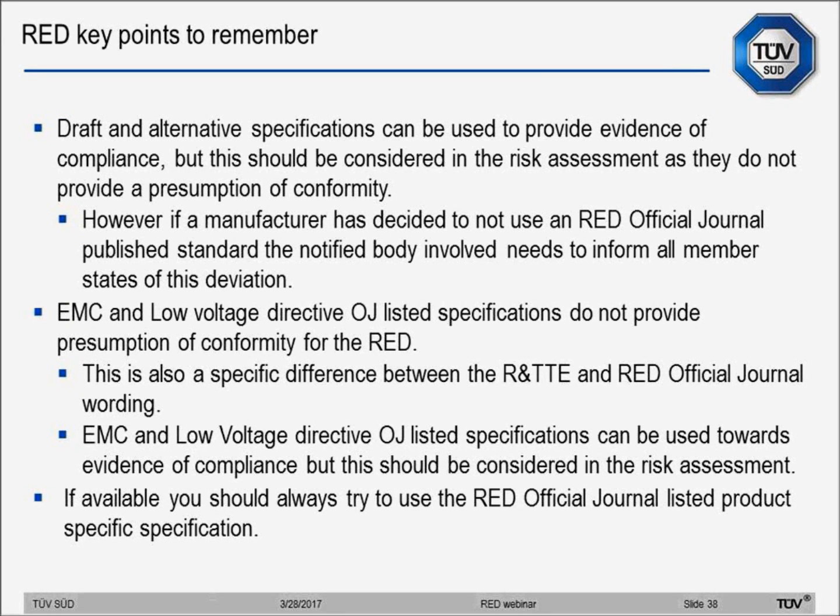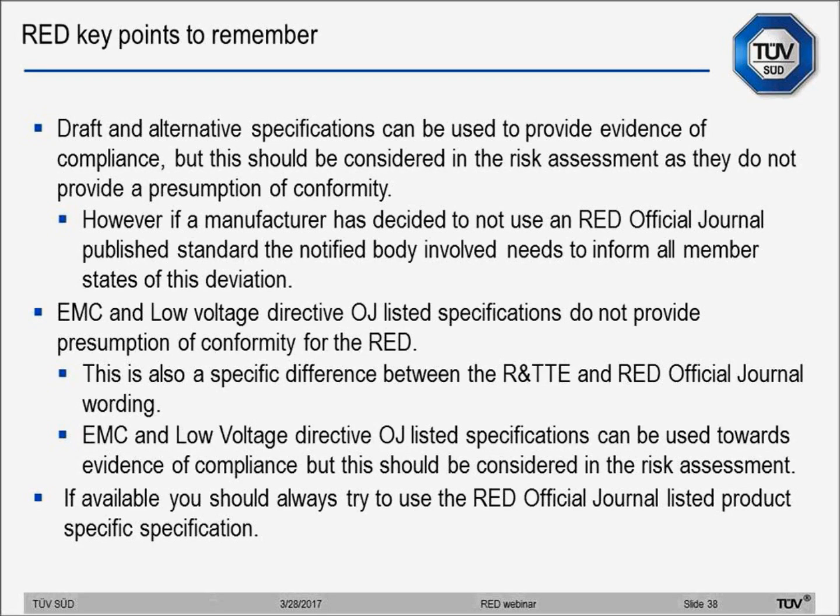Some points. Draft and alternative specifications can be used to provide evidence of compliance, but this should be considered in the risk assessment as they do not provide presumption of conformity. But remember, if a manufacturer has decided to not use RED official journal published standards, the notified body involved needs to inform all the member states of this deviation.